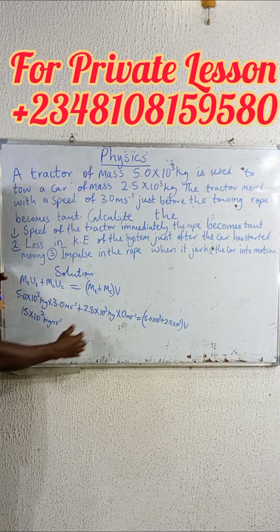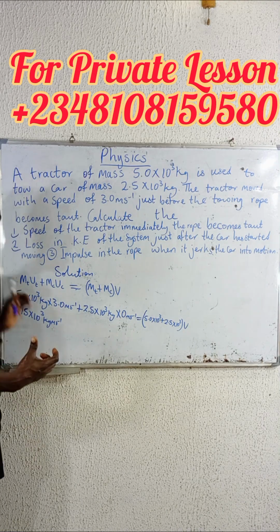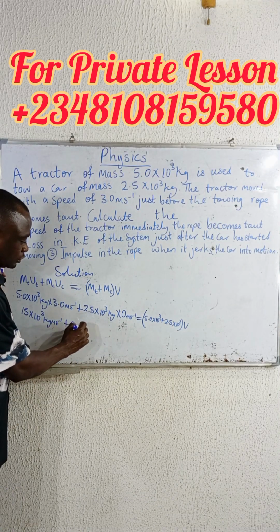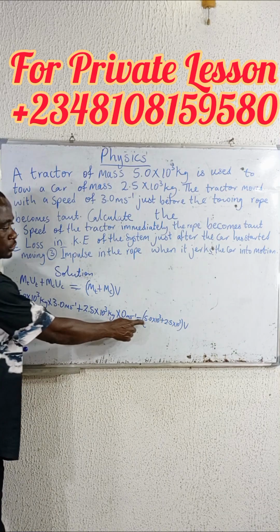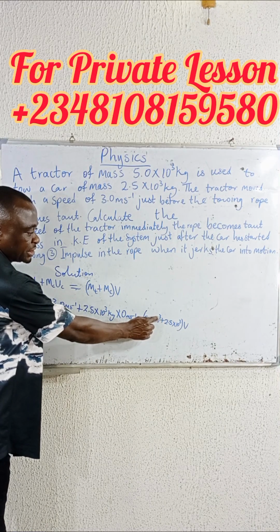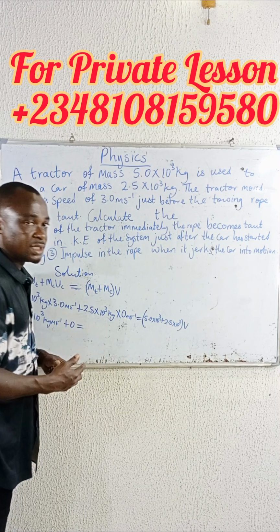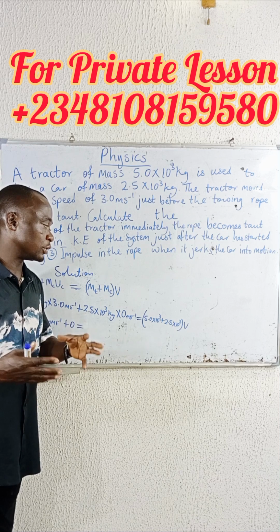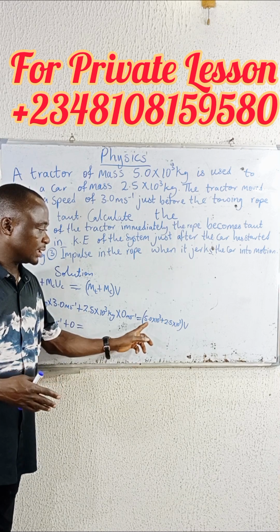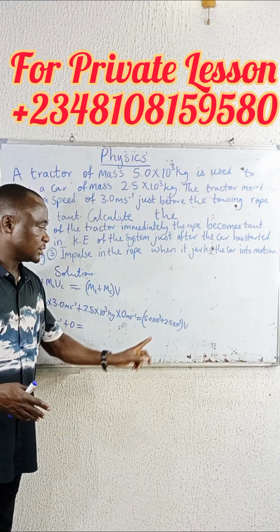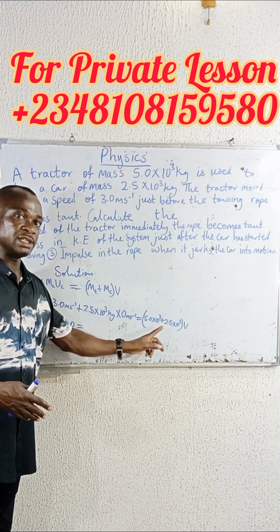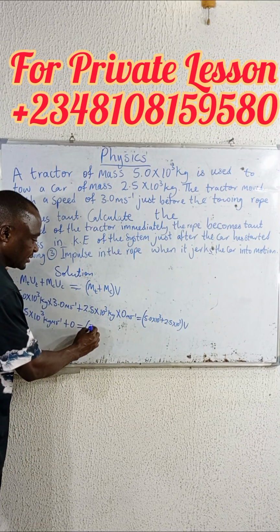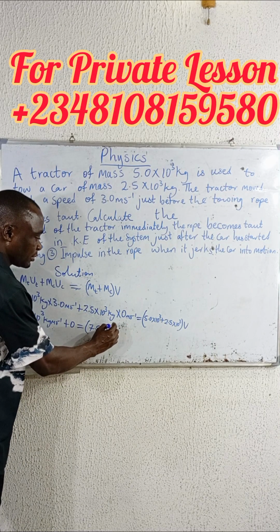Now, this times 0: any number multiplied by 0 is what? 0. So this is plus 0, is equal to 5.0 times 10 to the power 3 plus 2.5 times 10 to the power 3. Since the power of 10 is the same, using the law of addition of numbers in standard form, we can easily add 5 and 2.5. That will give us 7.5 times 10 raised to power 3.